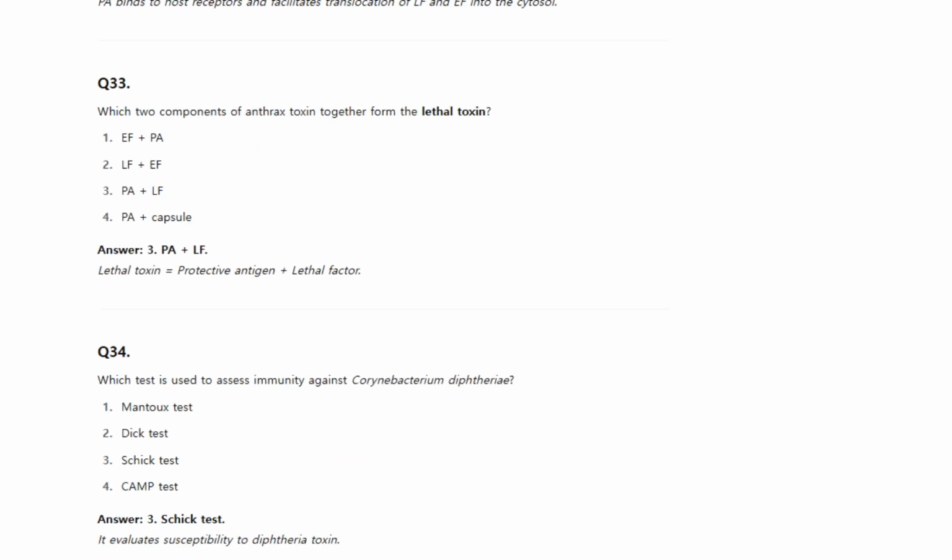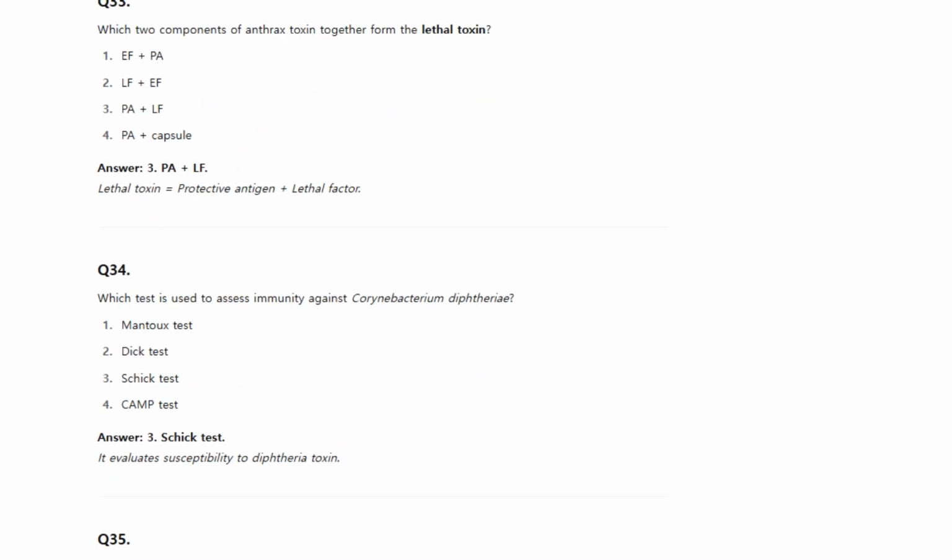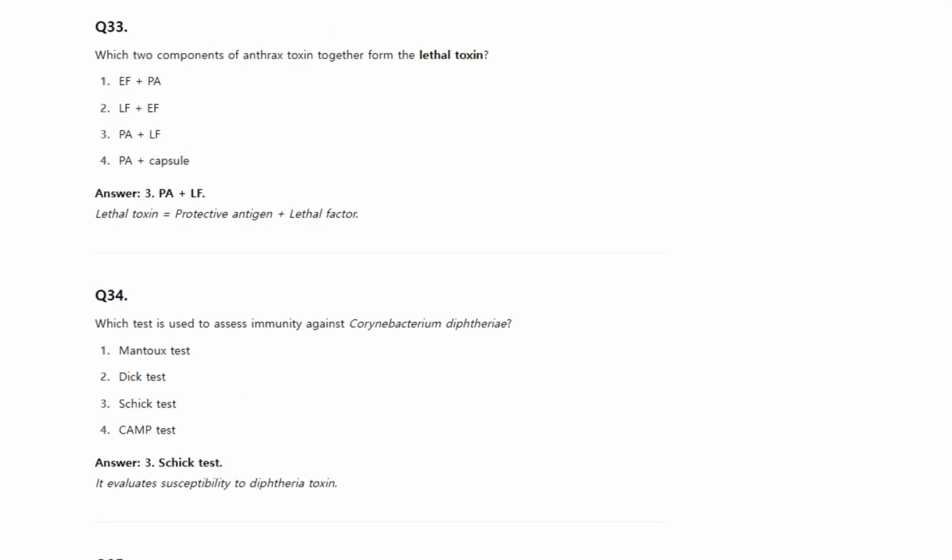Q33. Which two components of anthrax toxin together form the lethal toxin? 1. EF plus PA. 2. LF plus EF. 3. PA plus LF. 4. PA plus capsule. Answer: PA plus LF. Lethal toxin equals protective antigen plus lethal factor.